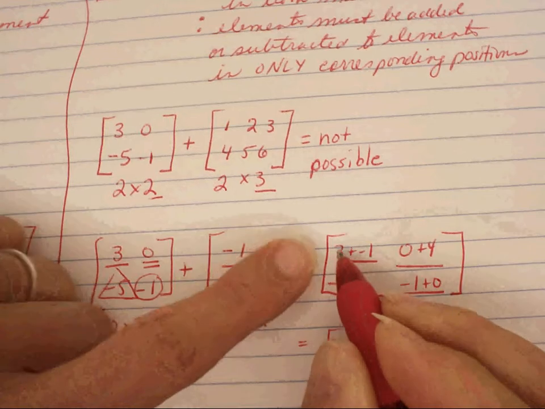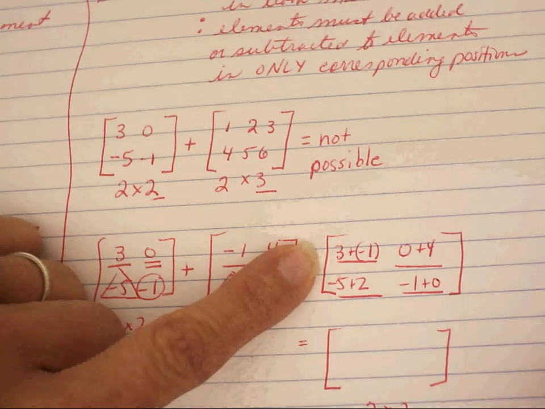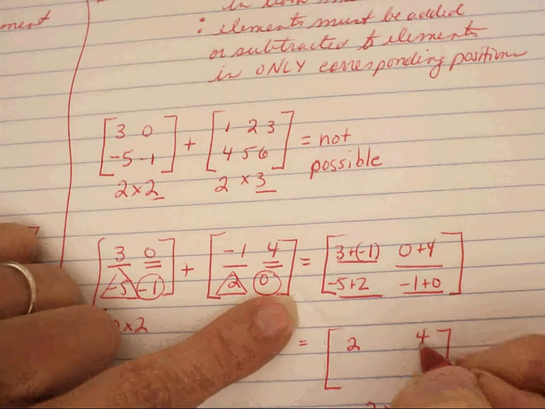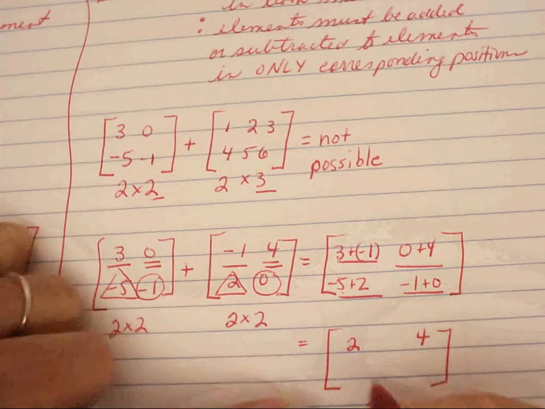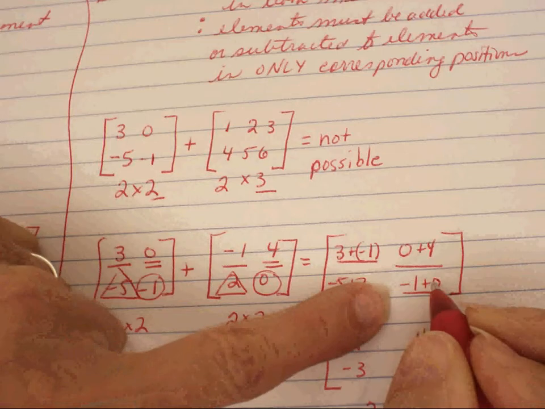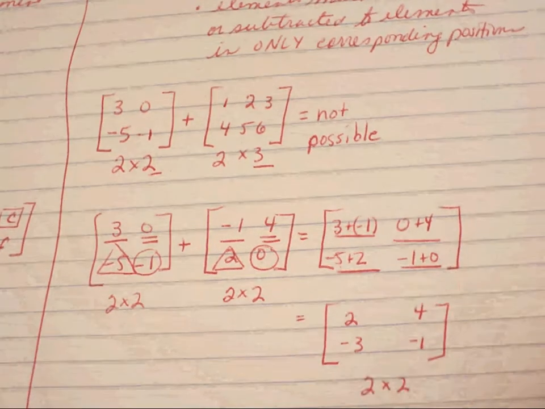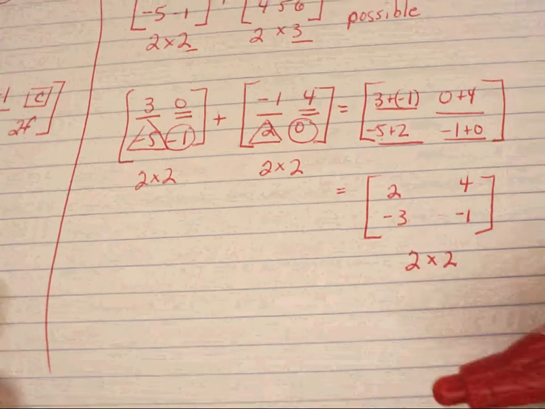Our answer matrix is also a 2 by 2. 3 plus -1 gives us 2. 0 plus 4, 4. -5 plus 2, -3. And -1 plus 0 is -1.